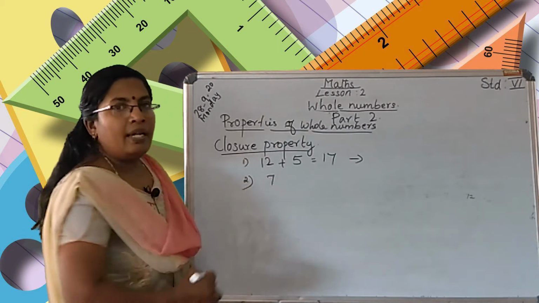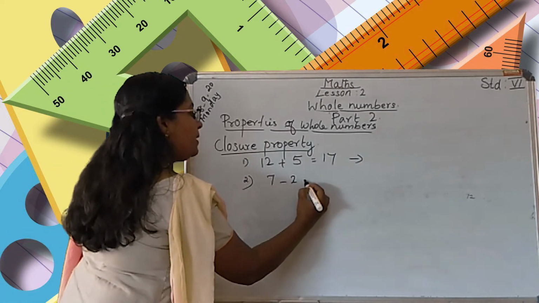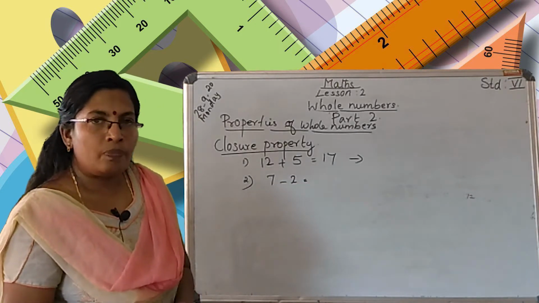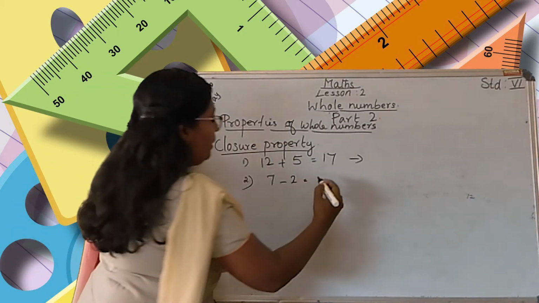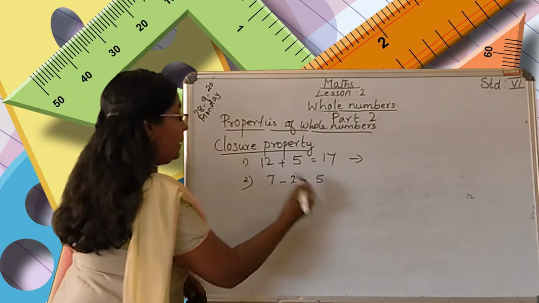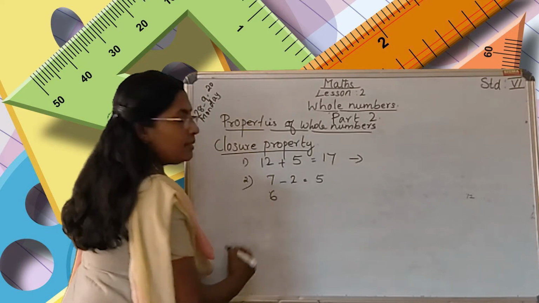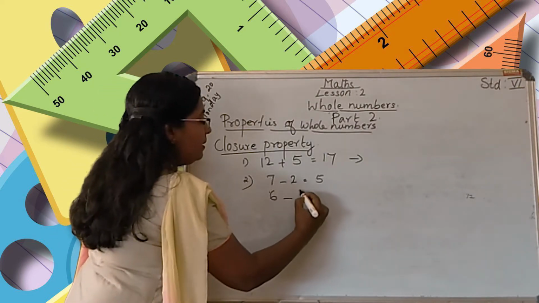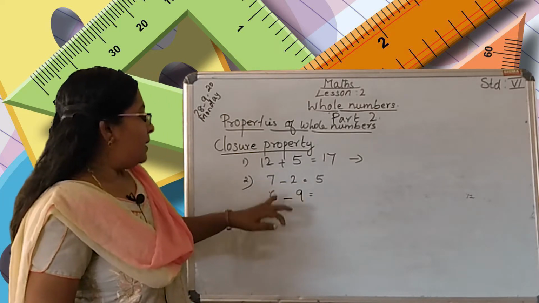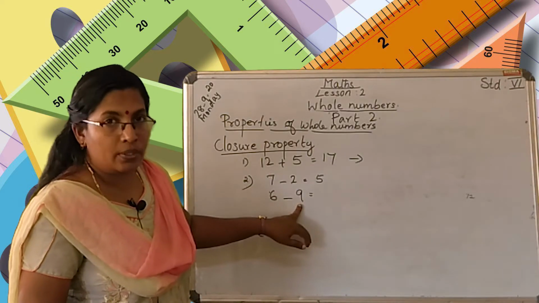7 is a whole number and 2 is another whole number. When you subtract 7 minus 2, that is 5. 5 is also a whole number. Let's take another one. 6 minus 9. See here. 6 is a whole number. 9 is also a whole number.